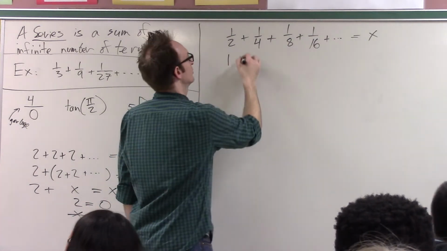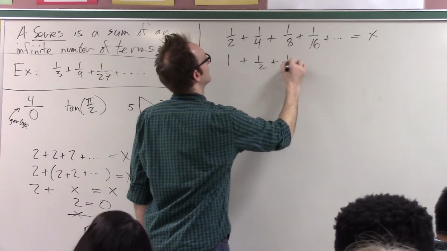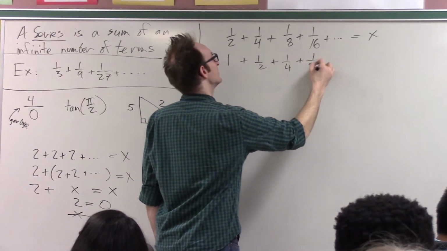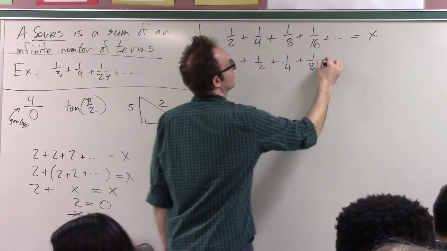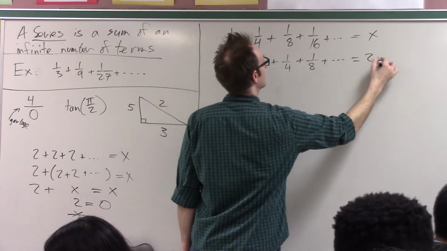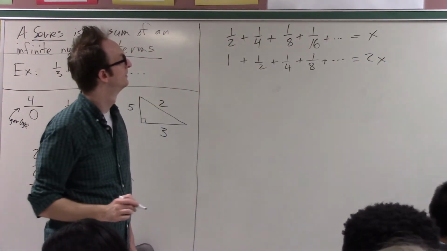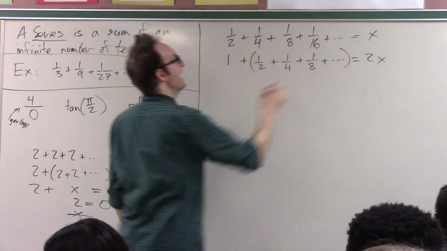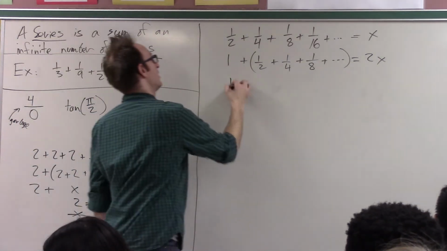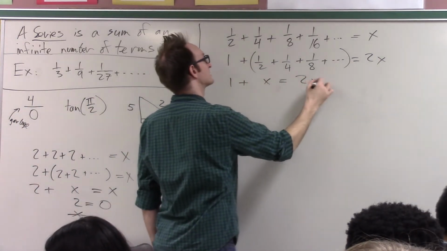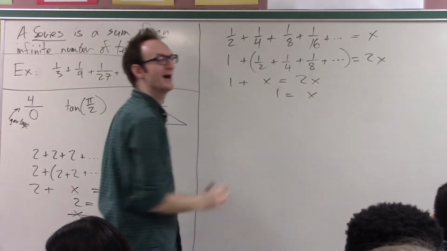Oh, this is so cool. Maybe that's going to be hard, but maybe not. Plus dot dot dot equals 2x. Then you subtract x from 2x. But then that's just x. Yeah. So 1 plus x equals 2x. So x equals 1. Nice.